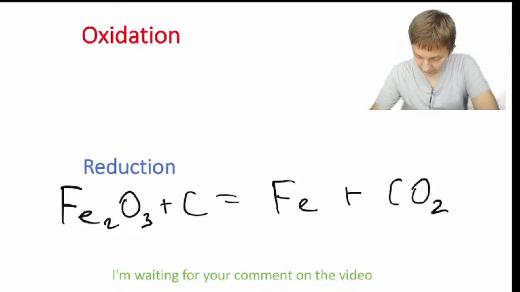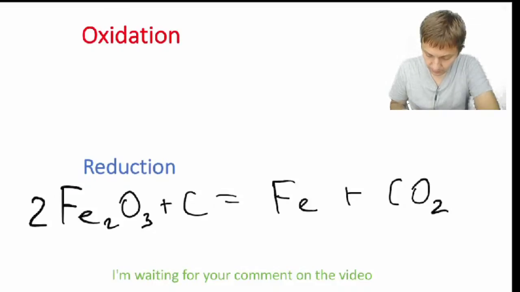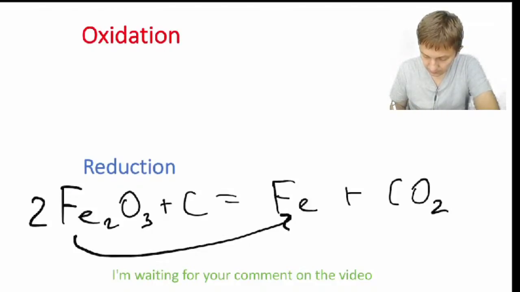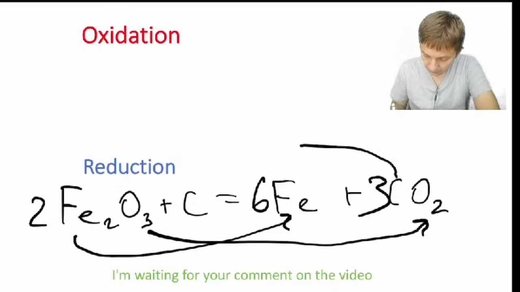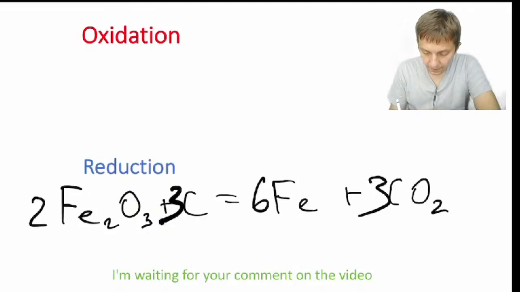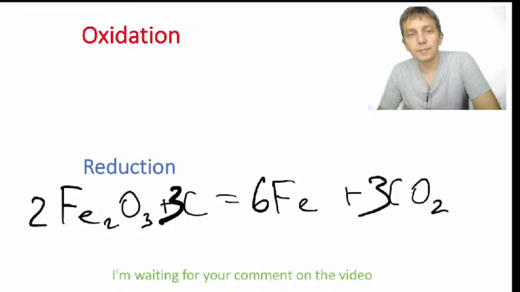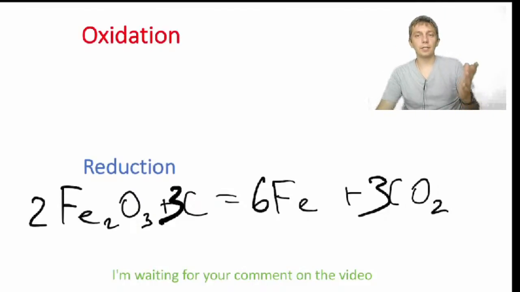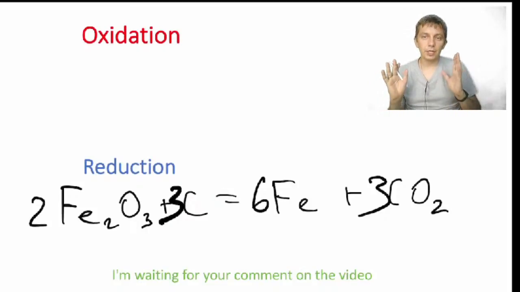let's balance it. The coefficients are 2, 6, 4, 3, and they named this process reduction. Originally they had something not very important, iron ore, but then they got something useful, and this process was named reduction.